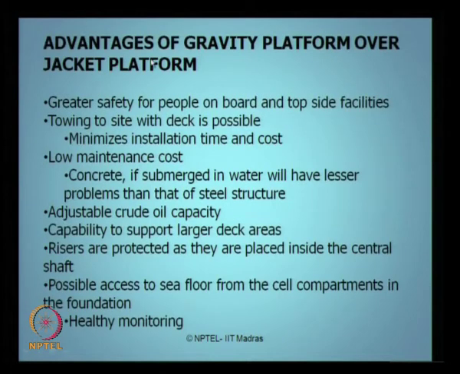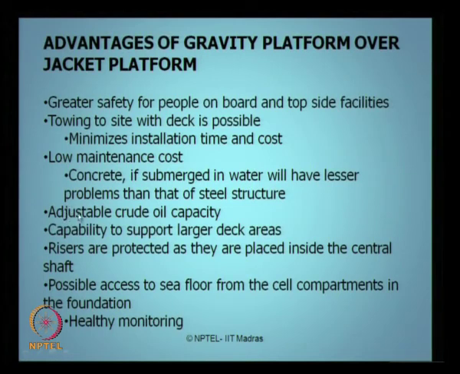There are some advantages of gravity based platforms over jacket platforms. It has a greater safety for people to work on board and topside facilities. Towing to site with the deck is possible. It means this minimizes installation time and cost. It has a low maintenance cost because concrete, if submerged in water, is understood to have lesser problems than steel.